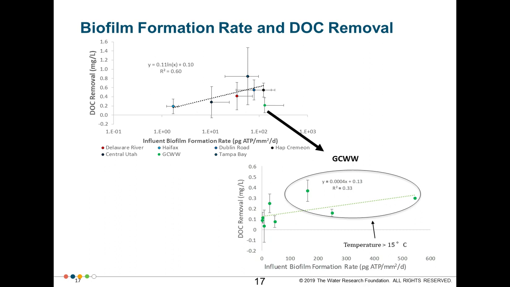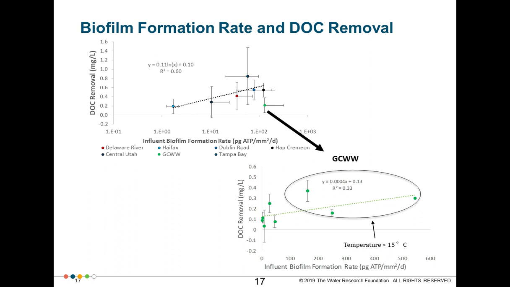When comparing the biofilm formation rate to DOC removal or substrate utilization, we did see a positive correlation or positive response between influent biofilm formation rate and DOC removal. And this makes sense. If you have more biological activity, you should see greater DOC removal. Now there is a fair amount of scatter here, but in general, we are seeing that positive correlation. There was one outlier, and that was at the green dot shown at Greater Cincinnati Waterworks. They had a little higher influent biofilm formation rate than we would have expected given their DOC removal.